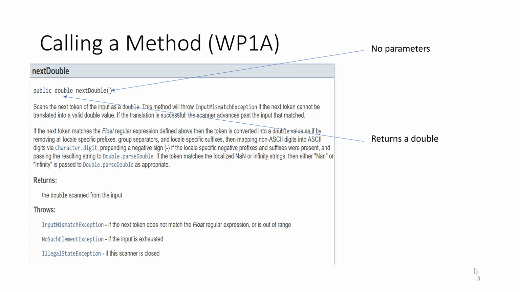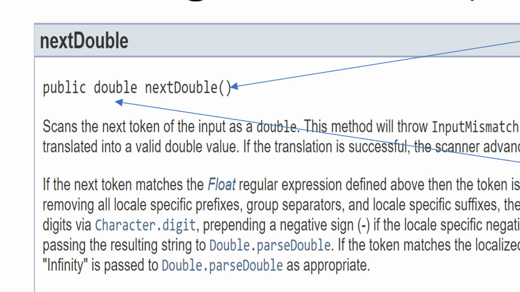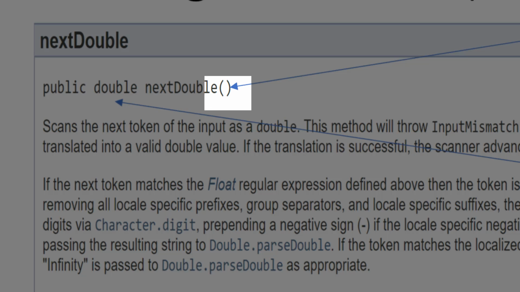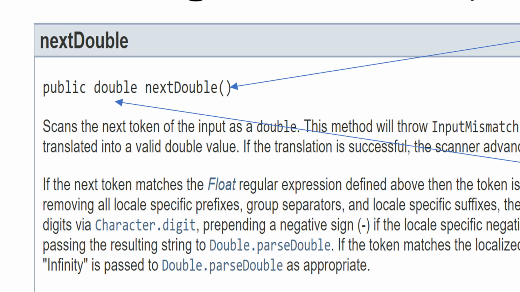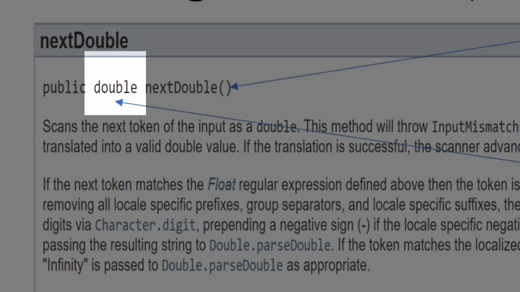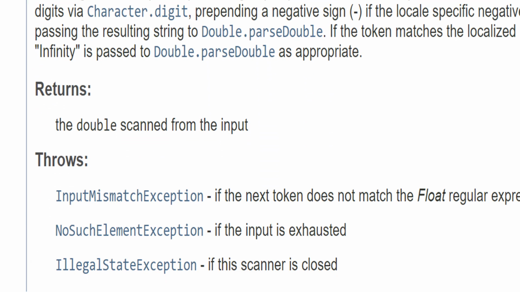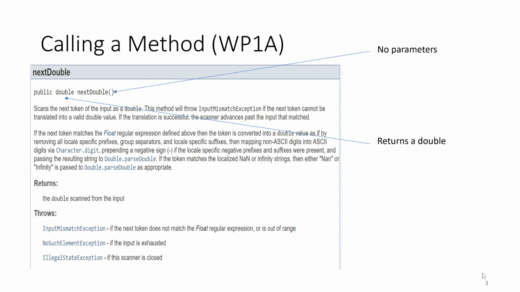Here's the API for the nextDouble method within the Scanner class. Note that there are no parameters to this method, as we can see by the open and close parentheses. We can see that the method returns a double with the word double before the method name. Also, you can look under return: the double scanned from the input.